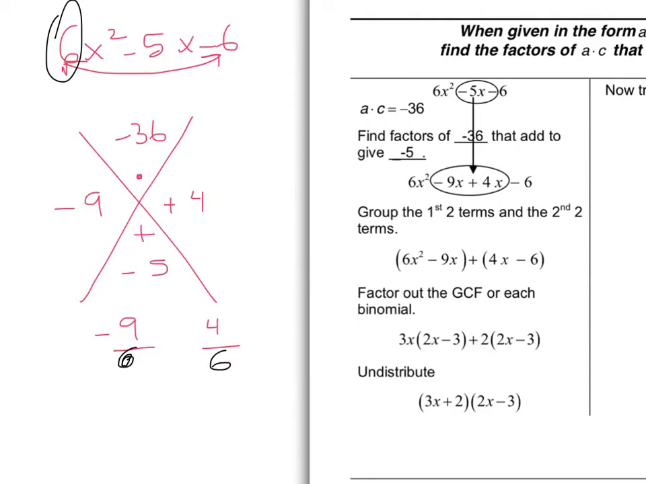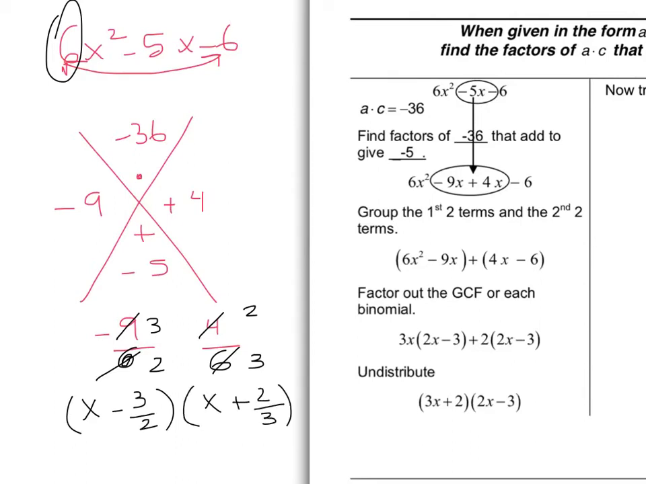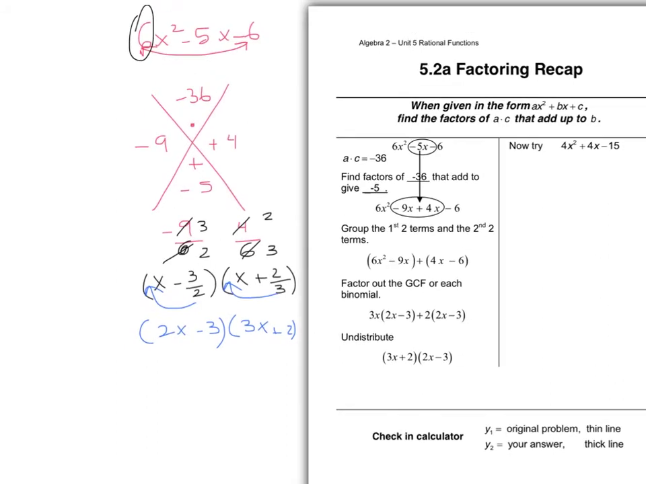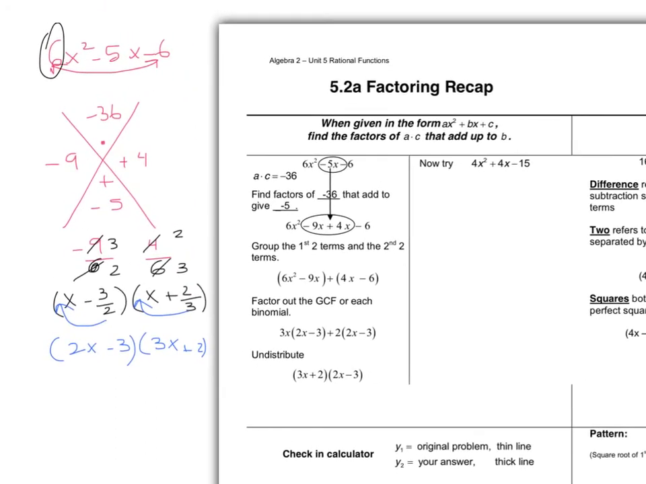After you divide by a, you simplify those two fractions. So 9 divided by 6 would simplify to give you 3 over 2. 4 over 6 would simplify to give you 2 over 3. So you put an x in front of both of them. Remember the last step, what is that? You do bottoms up. So 2x minus 3 and 3x plus 2. As you can see, whether it is the grouping method or the big X method, it is going to give you the same answer.